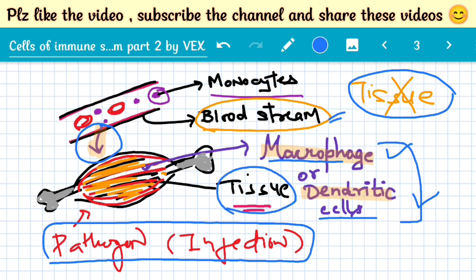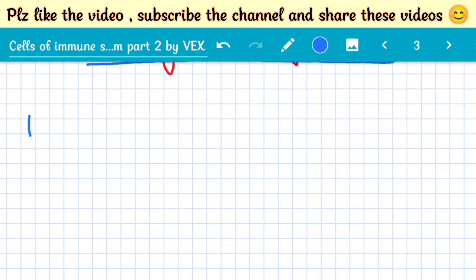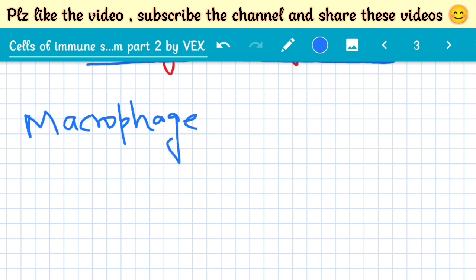Clear? So we know that macrophages and dendritic cells are found in the tissues, not in the circulatory system, basically not in the bloodstream. So they are tissue resident cells. Now one more thing that I need to add: one way for the formation of macrophages, we know, is from the monocytes, and the same goes for dendritic cells, which can also be formed from the monocytes.